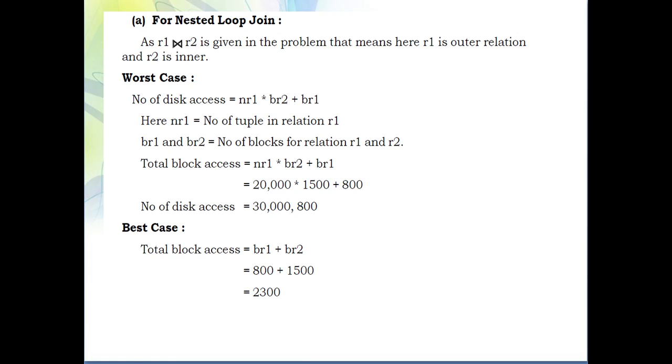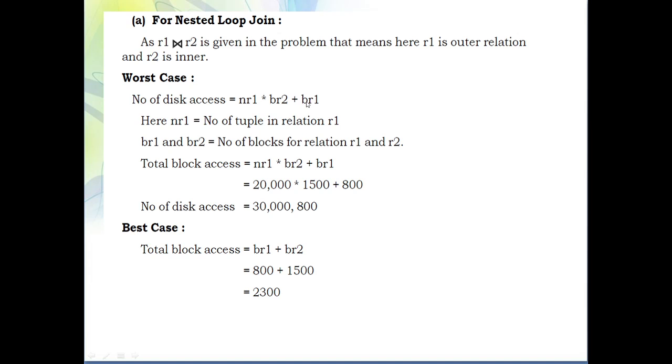So first of all, we are calculating the number of block accesses required in nested loop join. In case of nested loop join, what is the formula to calculate the number of block accesses in the worst case? Number of disk accesses equals nr1 into br2 plus br1. This is the formula with respect to this order, R1 join R2. Suppose in this case R2 join R1 is there, then that formula is going to change. So you need to make note of this. Number of disk accesses equals nr1 into br2 plus br1. How does that formula come?